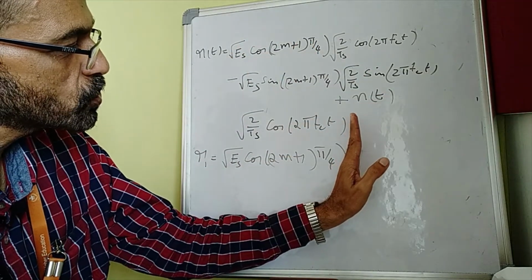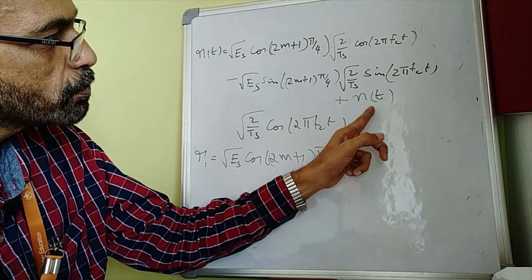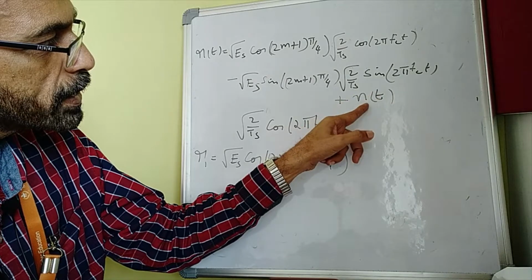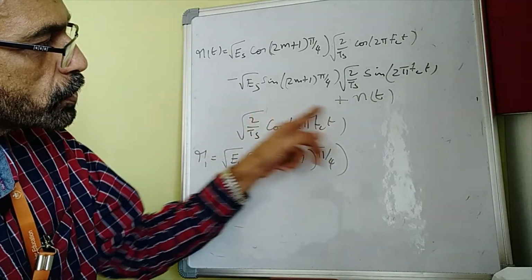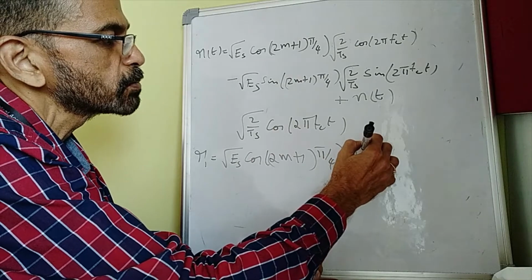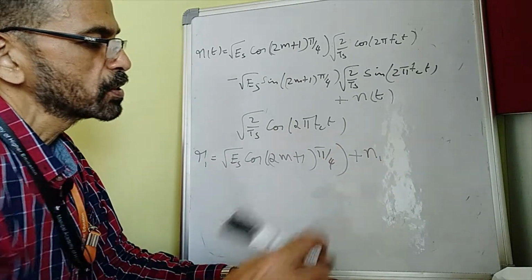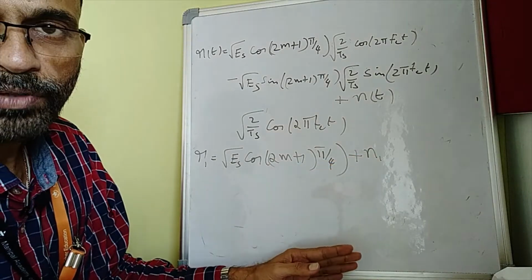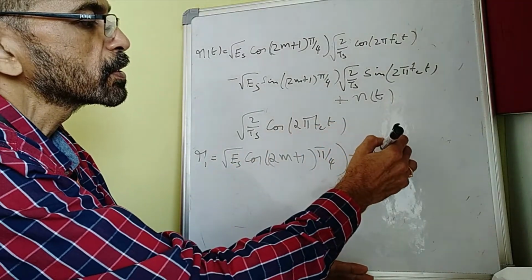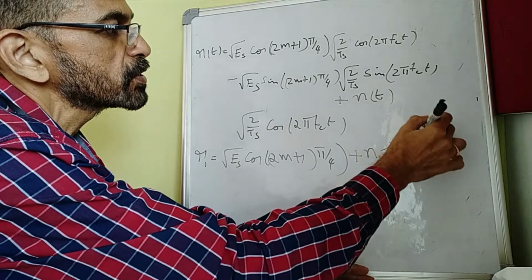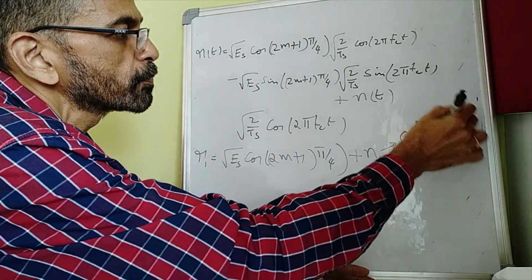Other than this, the next contribution comes from the noise sample function. So n(t) into this, you integrate from 0 to Ts, you will get a random variable N1, which may take a sample value as given by small n1. This will have 0 mean and variance N0 by 2.